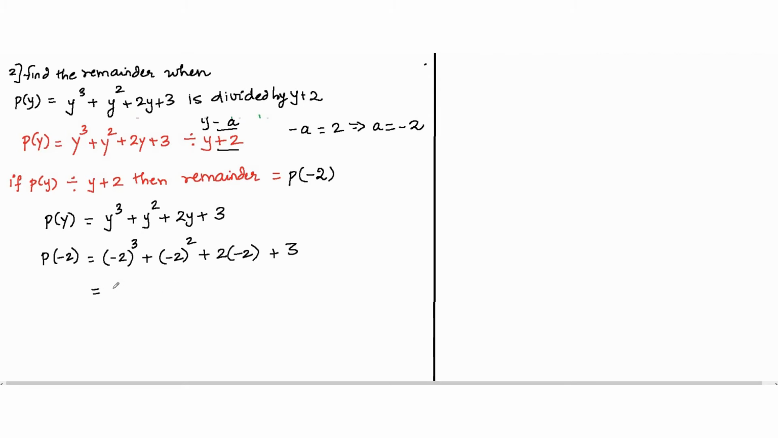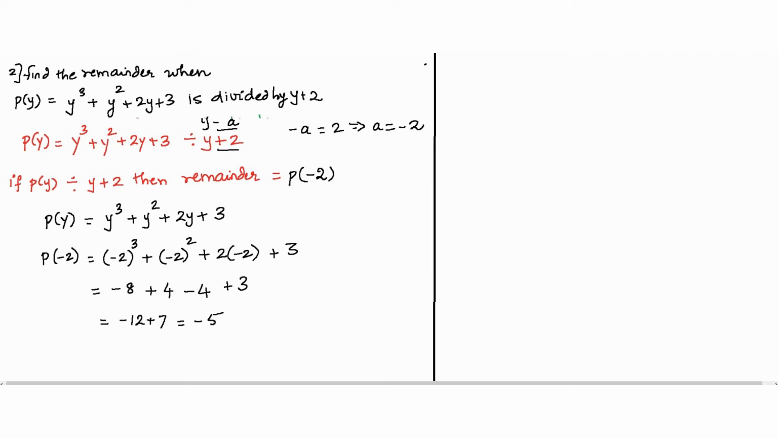Now negative 2 to the whole cube is negative 8 and negative 2 to the whole square is positive 4. 2 into minus 2 is minus 4 and then I have a positive 3. So I get minus 12 plus 7 which is equal to minus 5. Therefore, the remainder theorem tells me that the remainder is going to be minus 5.